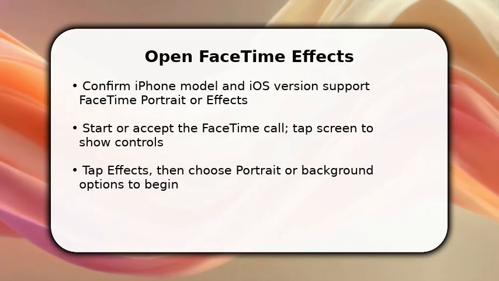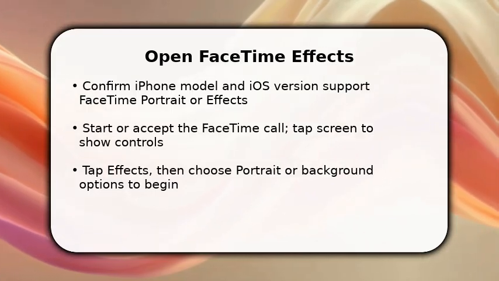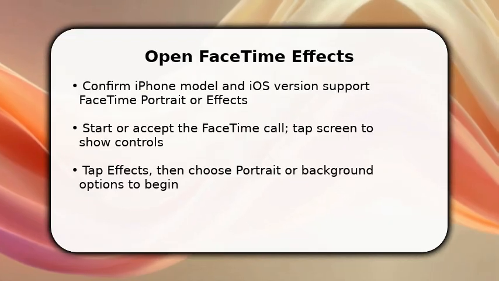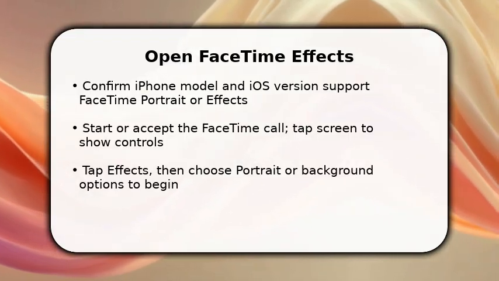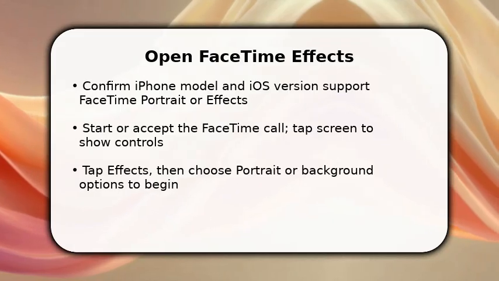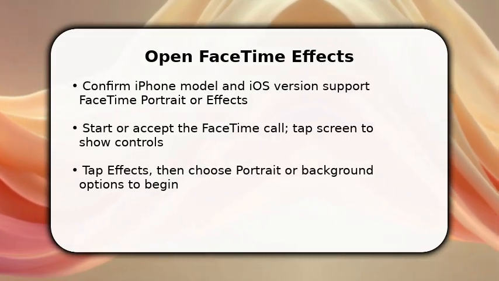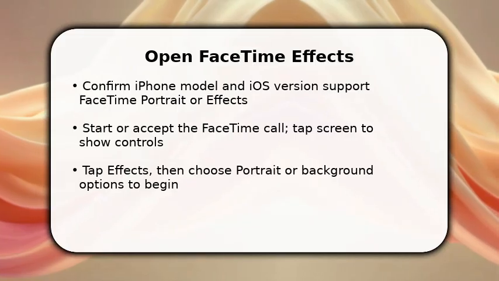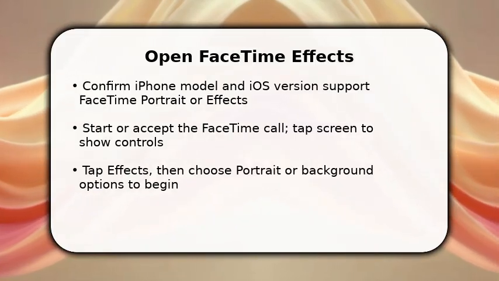Next, tap Effects and select Portrait to blur or remove the background. This uses depth data from your TrueDepth camera to separate you from the scene, so make sure lighting is even. Once done, you'll see the background soften or go dark. This is the call processing the separation in real time.